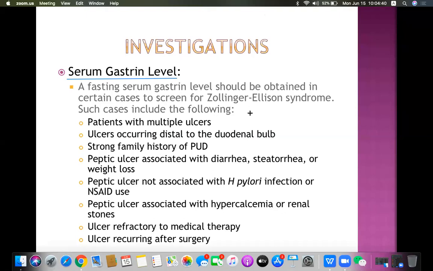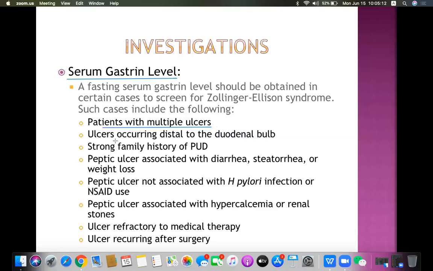Now, what are the indications for measuring serum gastrin level, or in other words, what are the indications for the confirmation of Zollinger-Ellison syndrome? Now see here, patients with multiple ulcer. In peptic ulcer disease, usually the ulcer is present either in the stomach or in the first part of the duodenum, and it is usually solitary, means one. If there are multiple ulcers present, then we strongly think of Zollinger-Ellison syndrome.